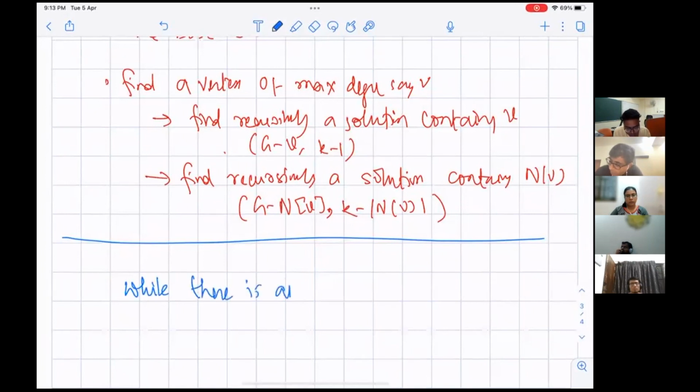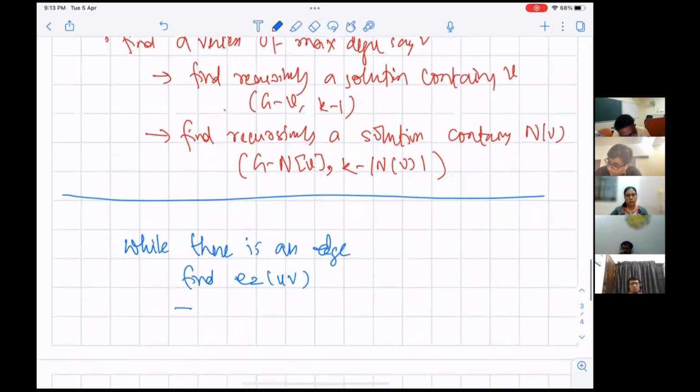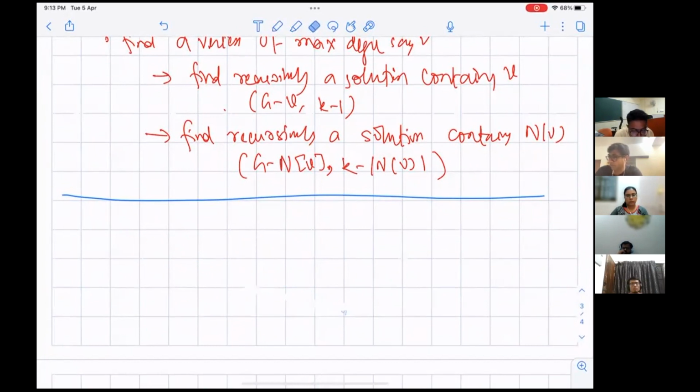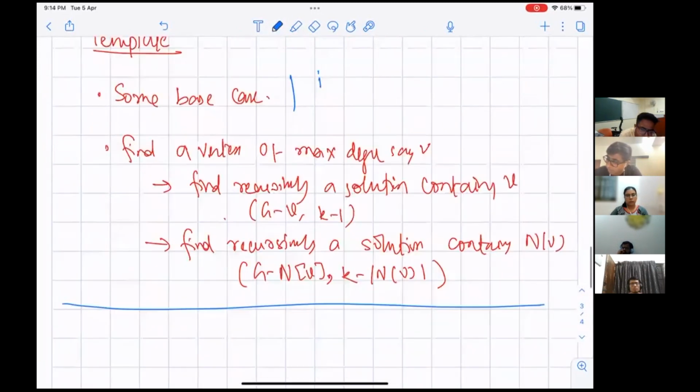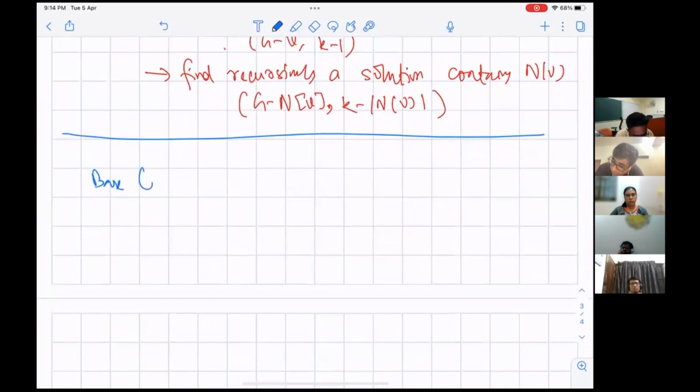While there is an edge, find E equal to UV, and recursively branch on U, or rather, okay, that's not right. So what I said is, what could be one base case? One base case is, so let's write down base case 1. What is base case 1?